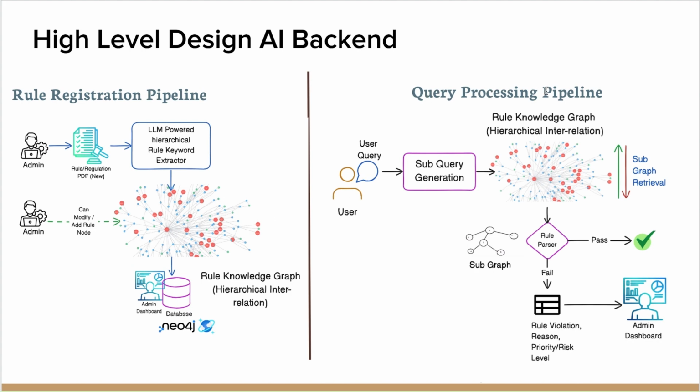The query processing pipeline is where the user queries are processed to check if any violation has occurred or not. The user query firstly goes into the subquery generation, where the user query will be decomposed into multiple subcomponents, and it will be parsed according to the knowledge graph, and the most relevant subgraph from the entire knowledge graph will be retrieved. The rule parser is basically a LlamaIndex-powered query pipeline, which will check if any violations have occurred or not. If there are no violations, then it will be passed as a green flag, and if any rules have been violated, then the rules and violations along with the reason and the risk level will be displayed in the admin dashboard.